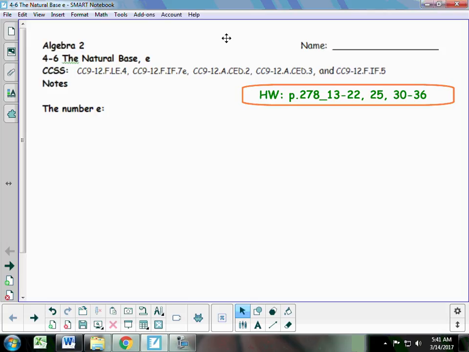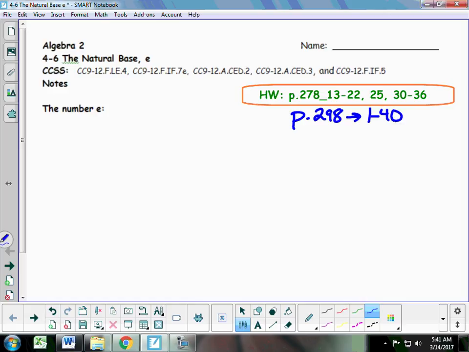And then the review, which I guess I'll write on right now. Okay, there we go. Page 298, and then numbers 1 through 40. That covers the first 6 sections.